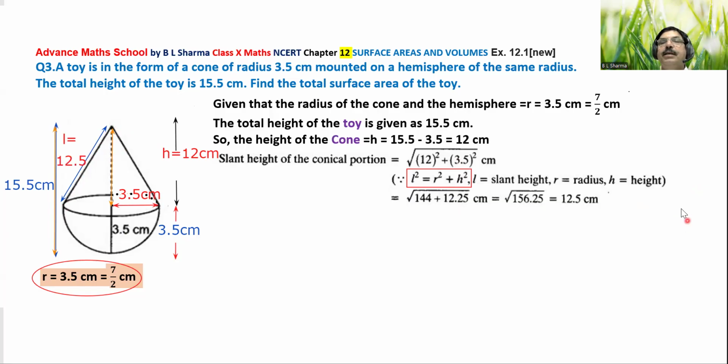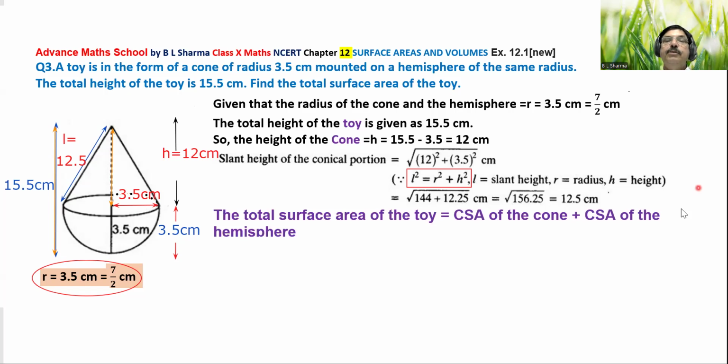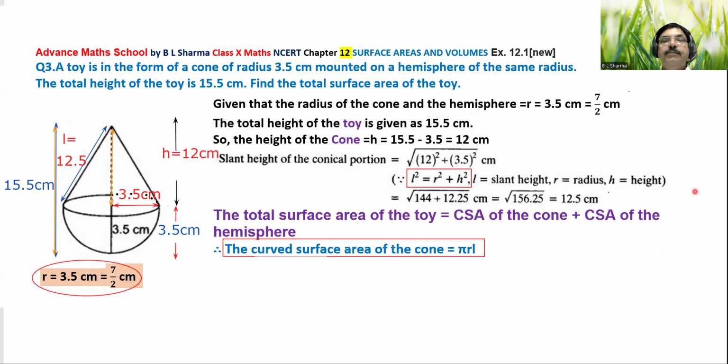Okay. अभी हमारे लिए आसान बन गया है. Total surface area of the toy, that is curved surface area of the cone, ये जो cone है उसका curved surface area और curved surface area of hemisphere. Curved surface area of cone is given by pi r L. So pi is 22 by 7, radius is 7 by 2, and L we already have calculated, that is 12.5. On further calculation, that is 137.5 centimeter square.